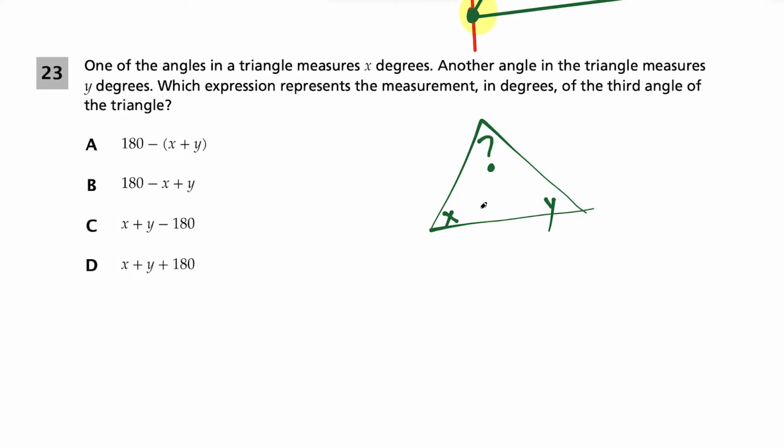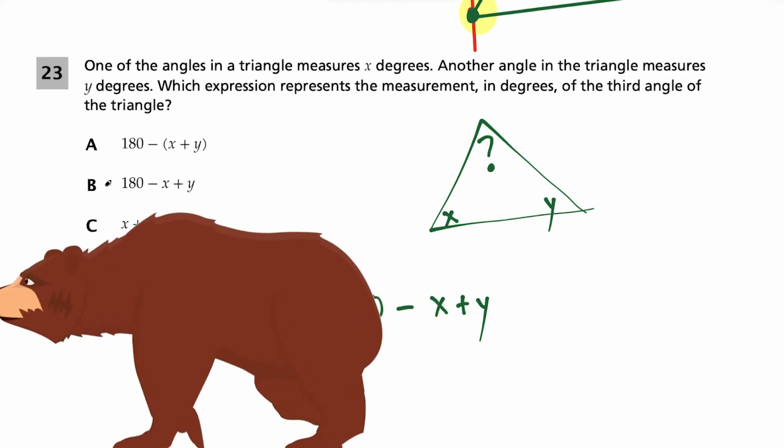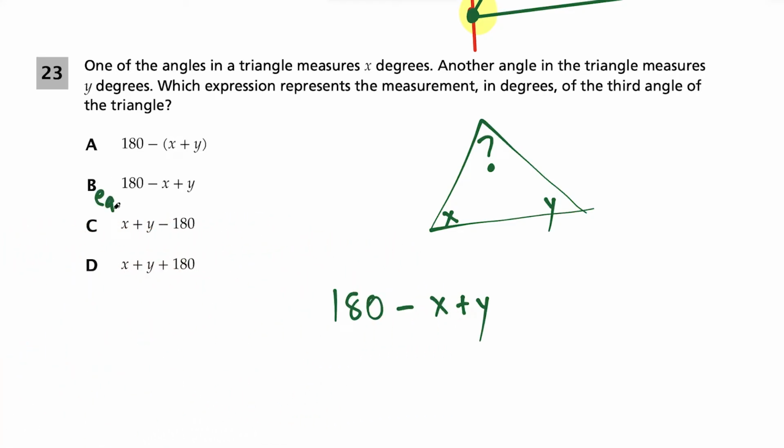So some students will look at this and say, all right, I'm going to add x and y together, and then I'm going to subtract this from 180. And they go, oh, choice B. But no, choice B is a very dangerous bear trap. We have to be very careful here. When you add these two angles together, you should put them in parentheses. Okay, we're going to have to add x and y and then subtract that sum from 180. So the parentheses here make the world of difference.